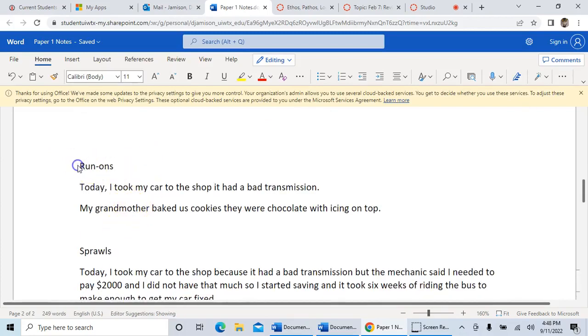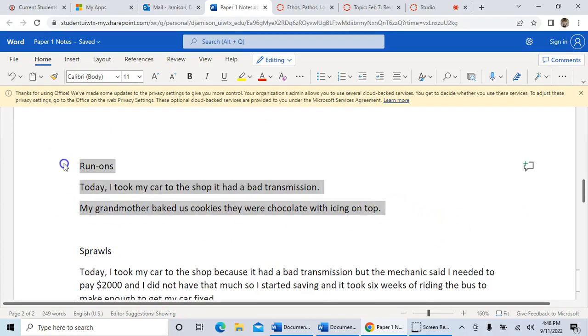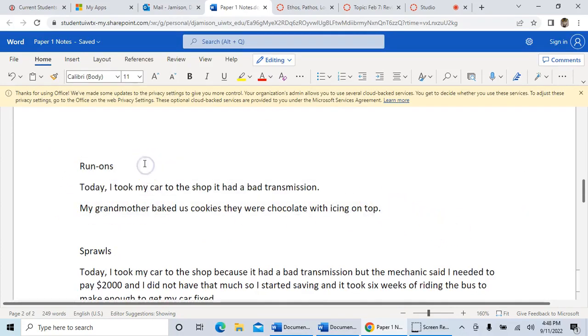Okay, so sentence structure problems. These are some examples of run-ons. When you have your sentences, you should have one subject, one predicate, and maybe more than that, but you need to use commas and fanboys to connect it all together if you do that. What you can't have is a sentence like this: Today I took my car to the shop, it had a bad transmission.